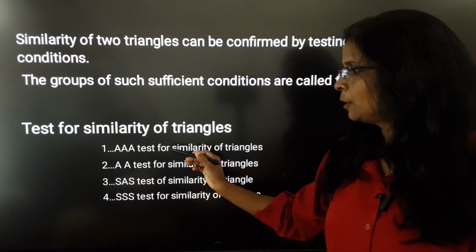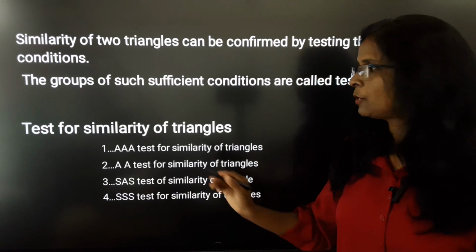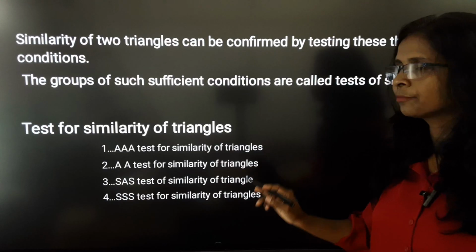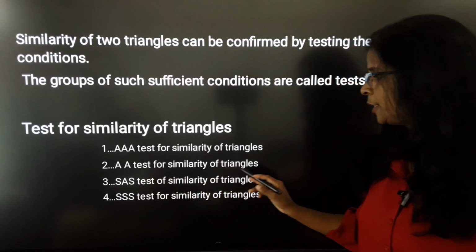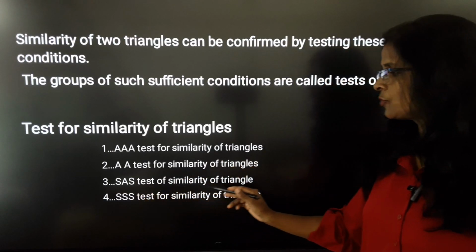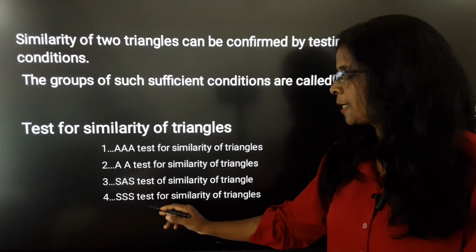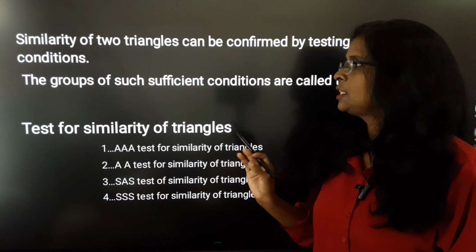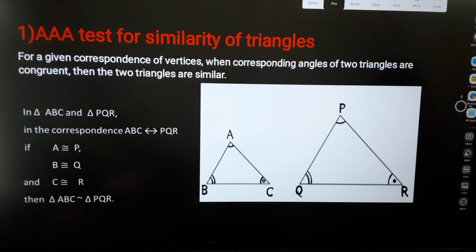There are four tests for similarity of triangles. First is the AAA test for similarity of triangles. Second one is the AA test. Third one is the SAS test. And the fourth one is the SSS test for similarity of triangles. So these are known as the tests of similarity, students.